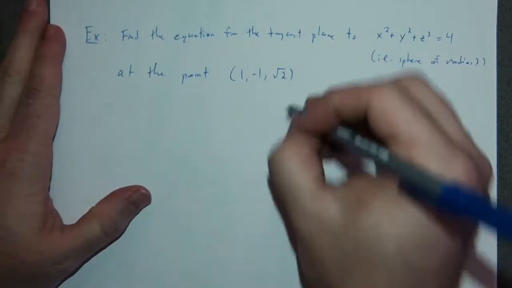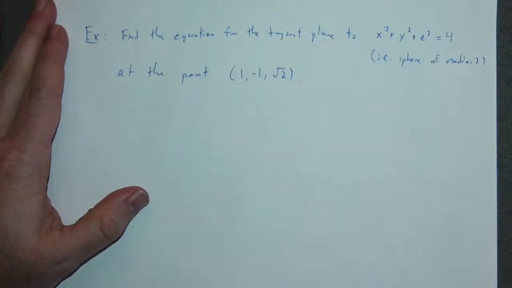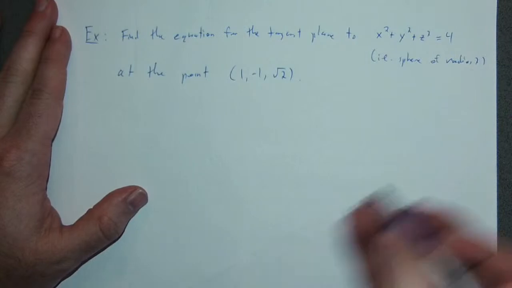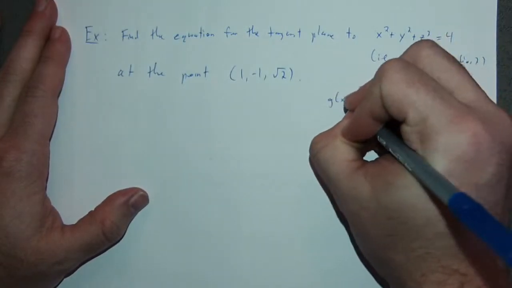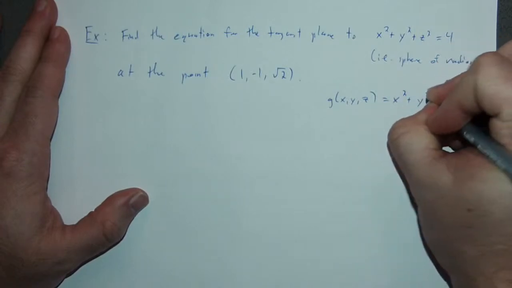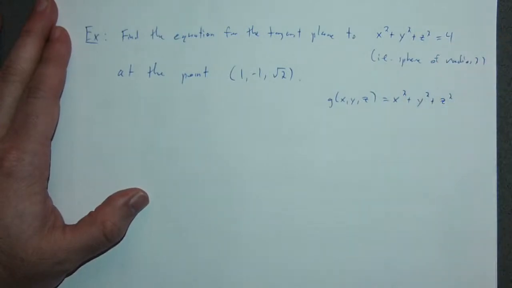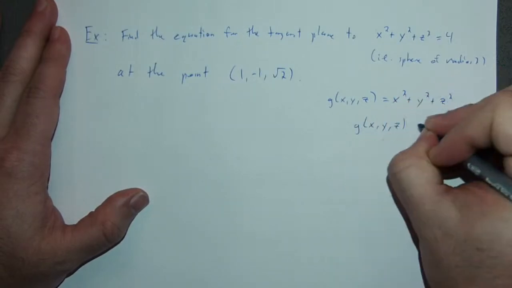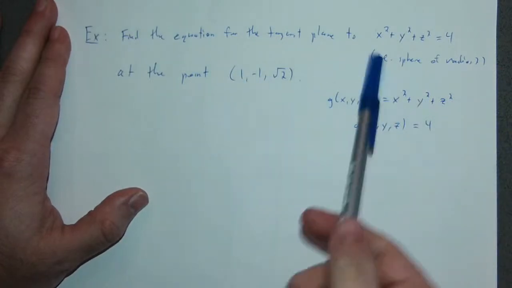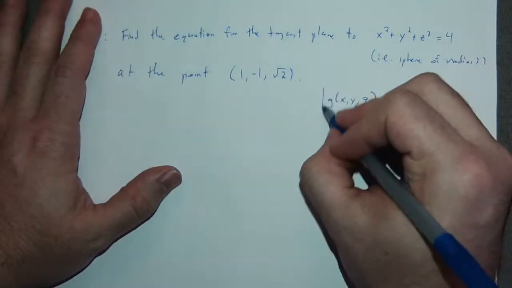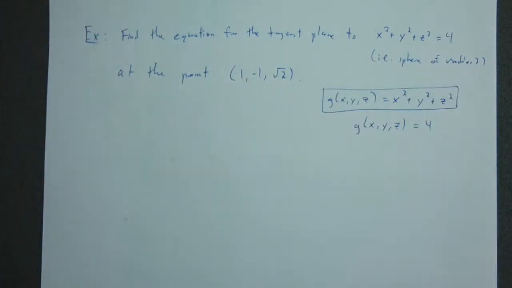And so, rewriting this, I can rewrite this as a level surface as I did before, where g of xyz is equal to x squared plus y squared plus z squared. And so my level surface in question is g of xyz is equal to 4. This point clearly belongs to that level surface. That's actually how we cooked it up. So then my g in this case is x squared plus y squared plus z squared.